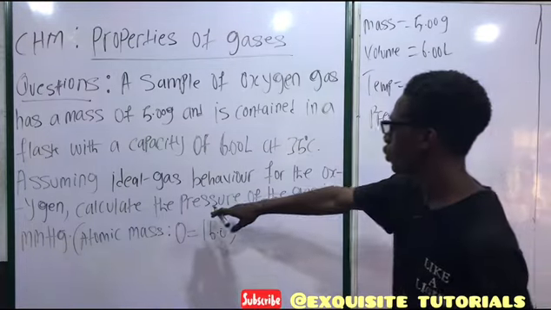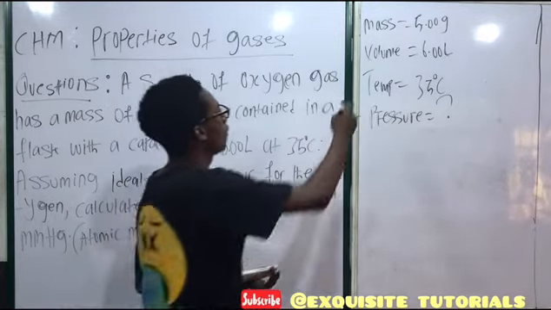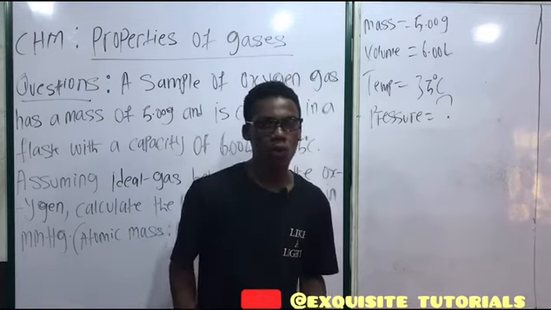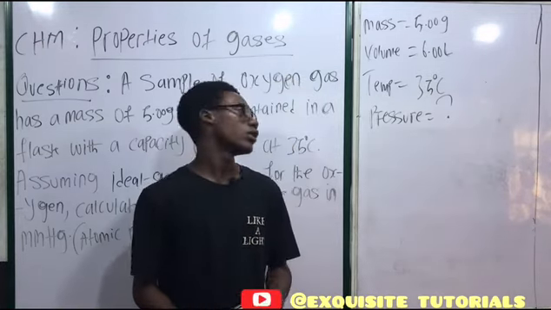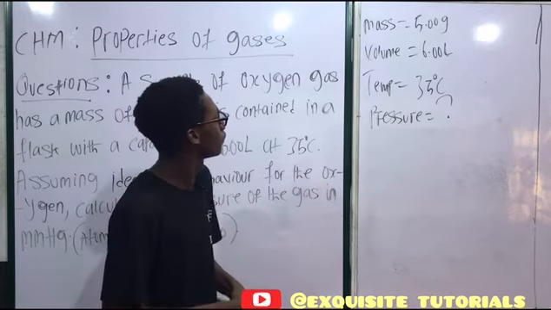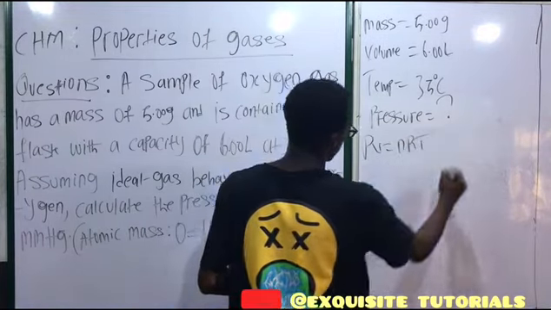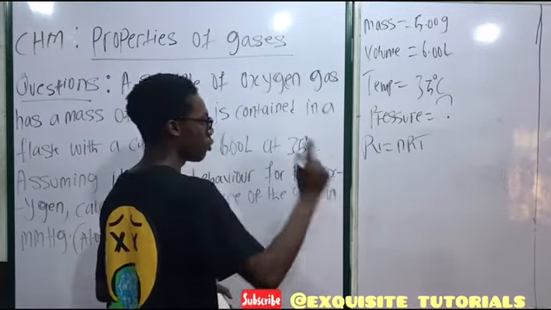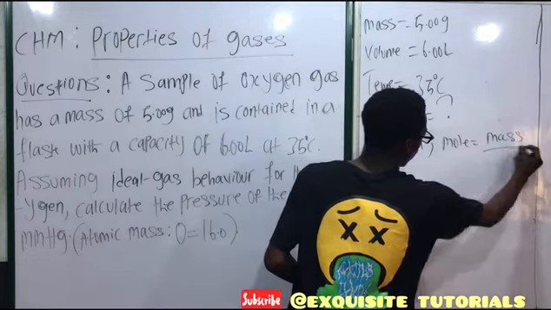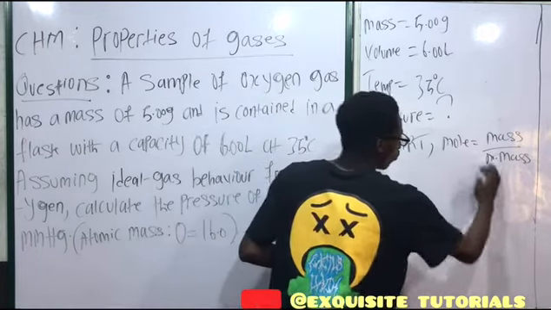Now what should we do here? This is the atomic mass of the gas. Let's take a look at these parameters we have here. We have mass, we have volume, we have temperature, we have pressure. Now there is no equation under gas law that talks about mass apart from Graham's law of diffusion. If we look at this, remember PV is equal to nRT. In this formula there is nothing like mass, but remember that mole is equal to mass over molar mass. From here we can get our mole.